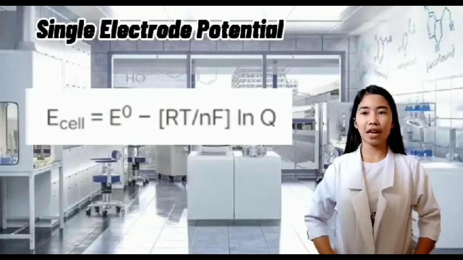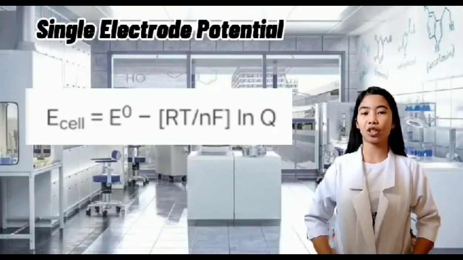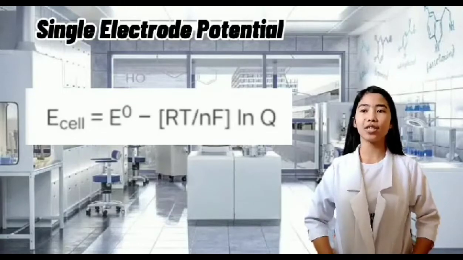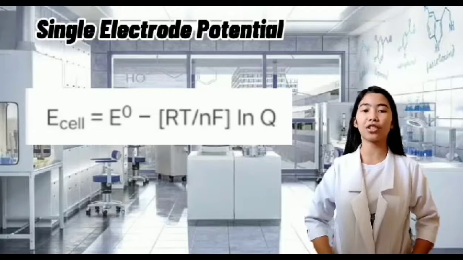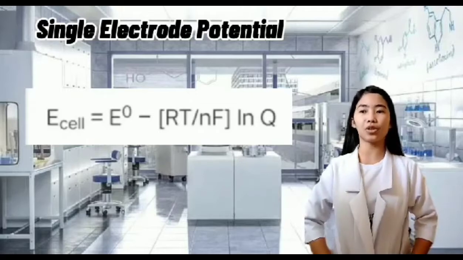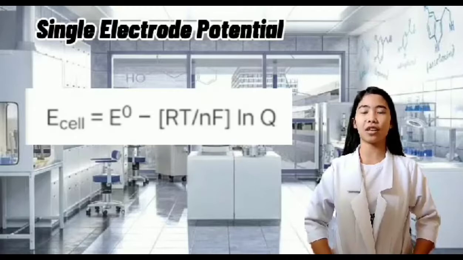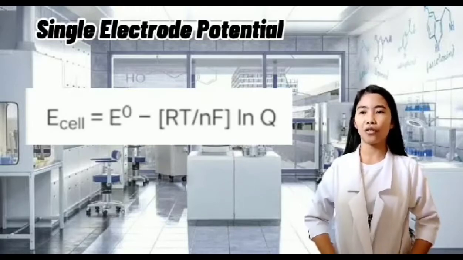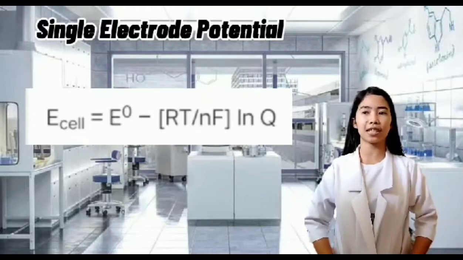Here, E cell is the cell potential of the cell, E standard is the cell potential under standard conditions, R is the universal gas constant, T is the temperature, n is the number of electrons transferred in the redox reaction, F is the Faraday constant, and Q is the reaction quotient.